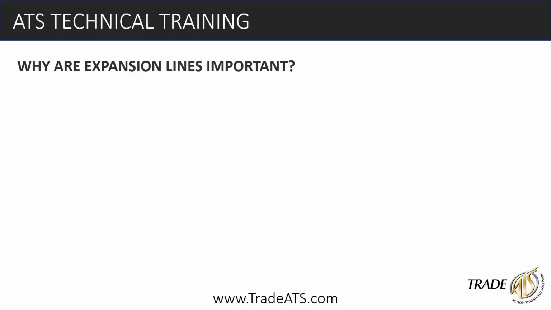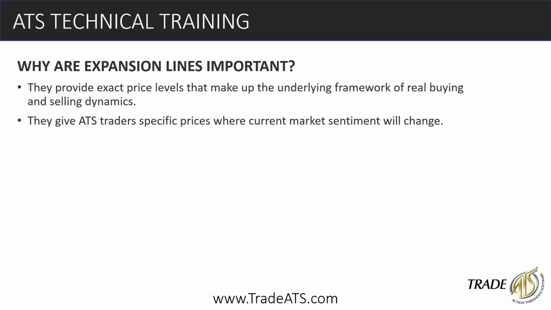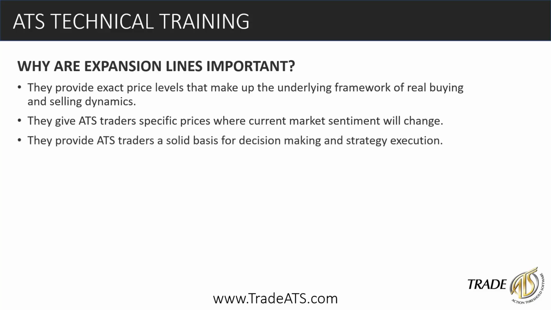So in conclusion, why are expansion lines important for us as ATS traders? They provide exact price levels that make up the underlying framework of real buying and selling dynamics. They give ATS traders specific prices where current market sentiment will change. Again, going back to the basics, if you're above expansion, you're going to have increased buying demand. If you're below expansion, you're going to have increased selling demand. That's that pivot point, that point of control that gives us that framework. They provide ATS traders a solid basis for decision making and strategy execution.